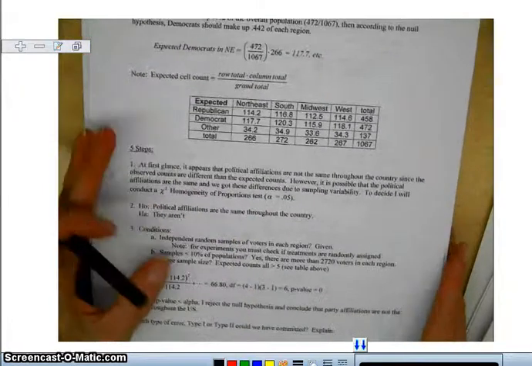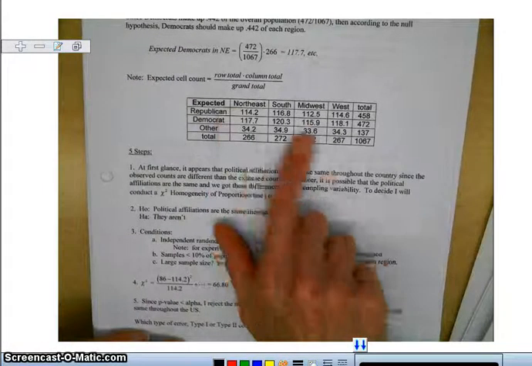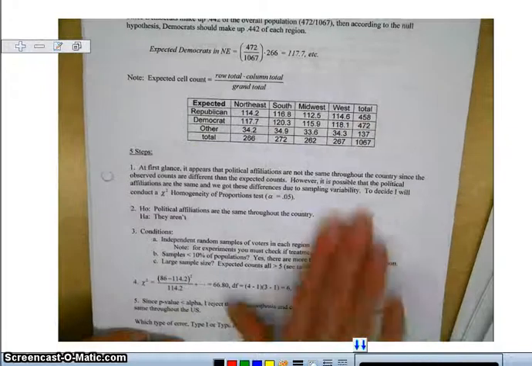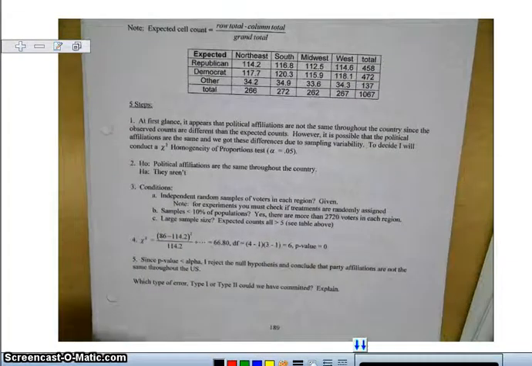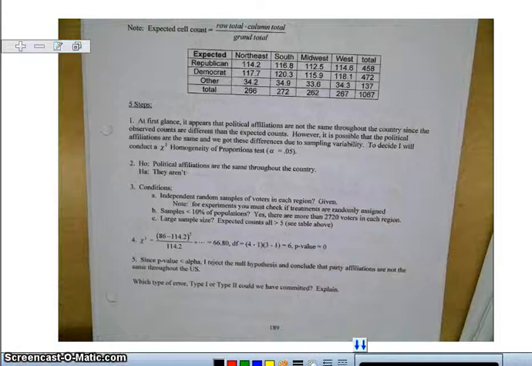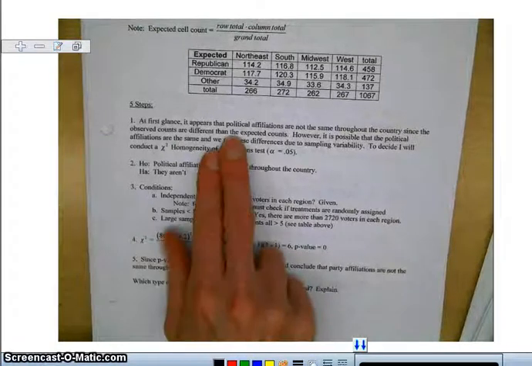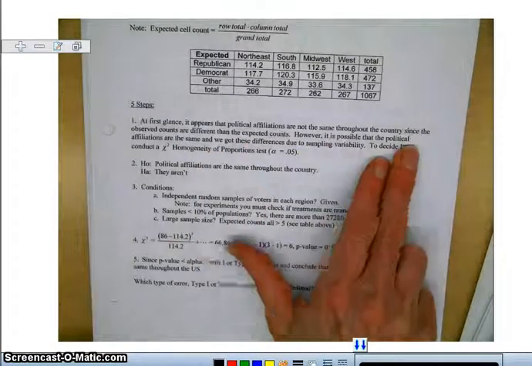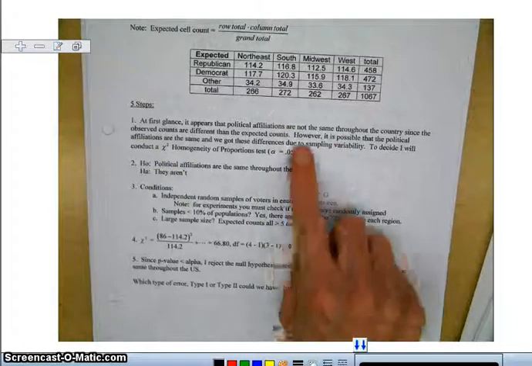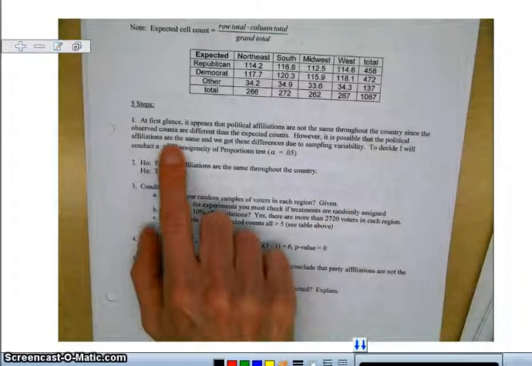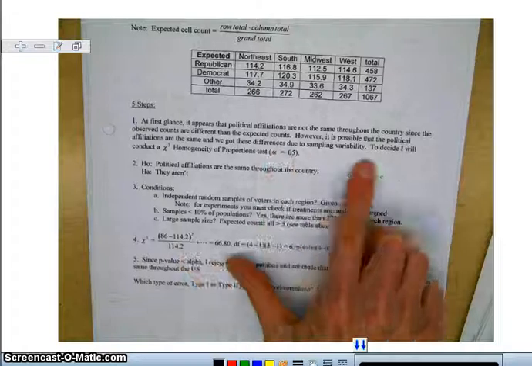Right here. So these are all of the expected counts, and this is something that you have to make sure you fill in for your conditions. So here's basically the whole hypothesis test right here for this problem. At first glance, it appears that political affiliations are not the same throughout the country, since the observed counts are different than the expected counts.